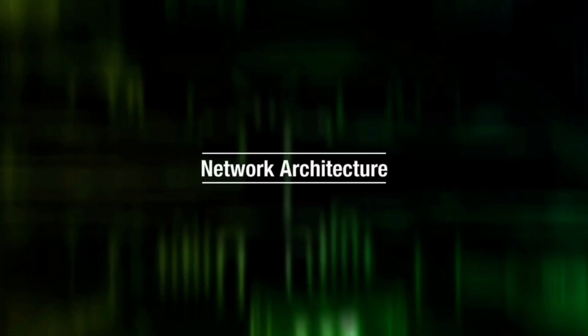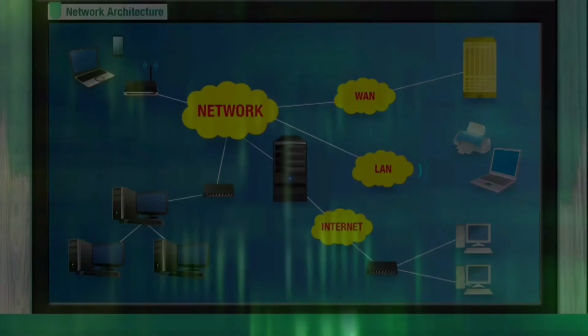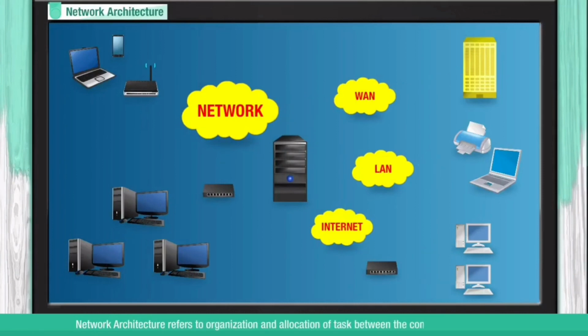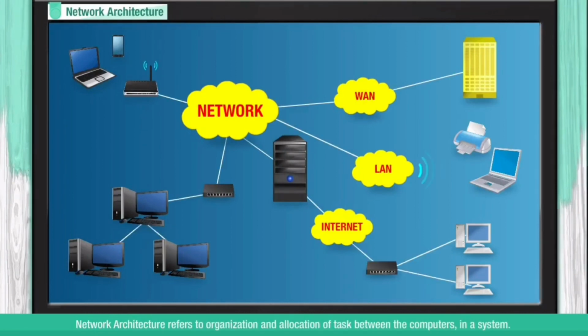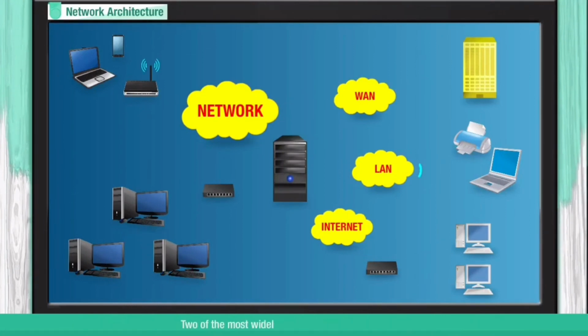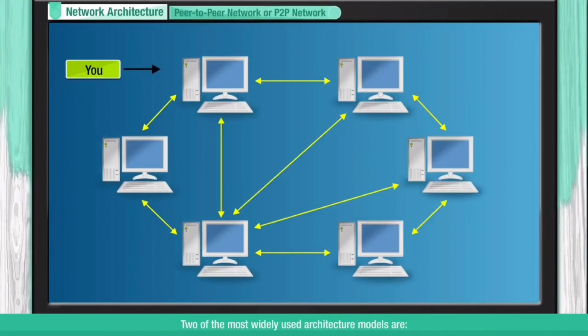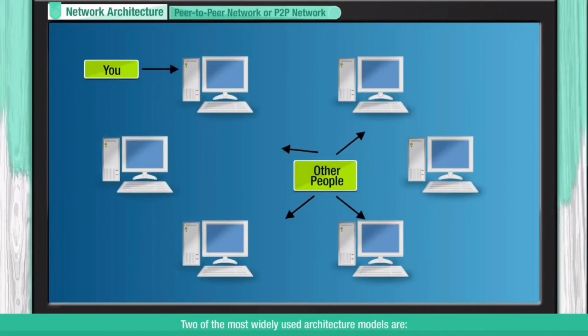Network architecture. Network architecture refers to organization and allocation of tasks between the computers in a system. Two of the most widely used architecture models are peer-to-peer network, or P2P network.